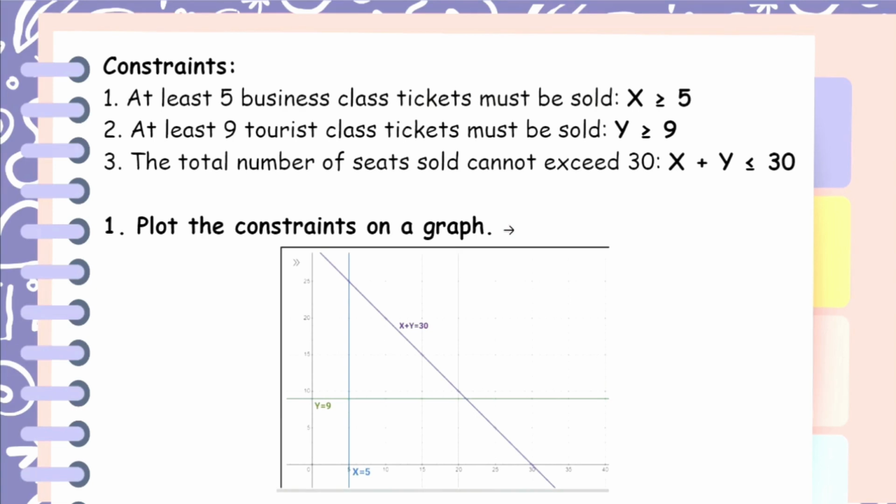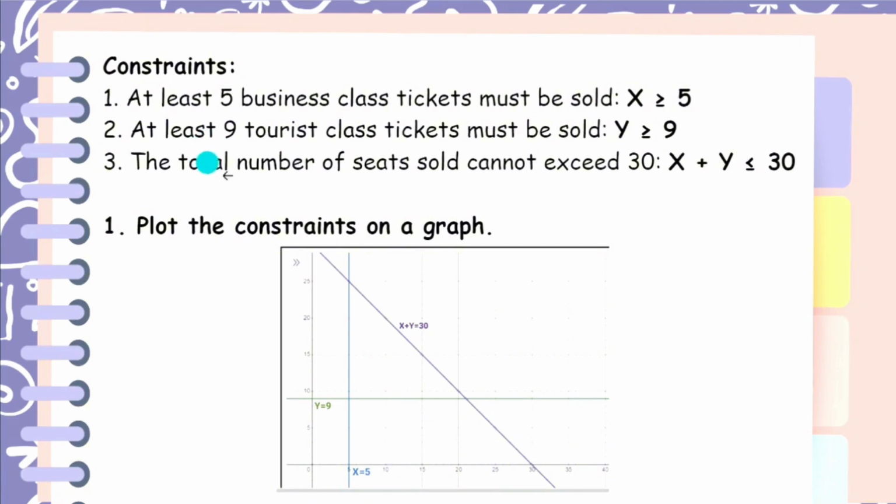And in this problem, we have three constraints, where our first constraint is x is greater than or equal to 5. X again represents the business class tickets, while the 5 is the goal of the airline, with at least 5 business class tickets that must be sold. The second constraint is y is greater than or equal to 9, where y represents the tourist class tickets, and 9 is the goal of the airline of having at least 9 tourist class tickets sold.